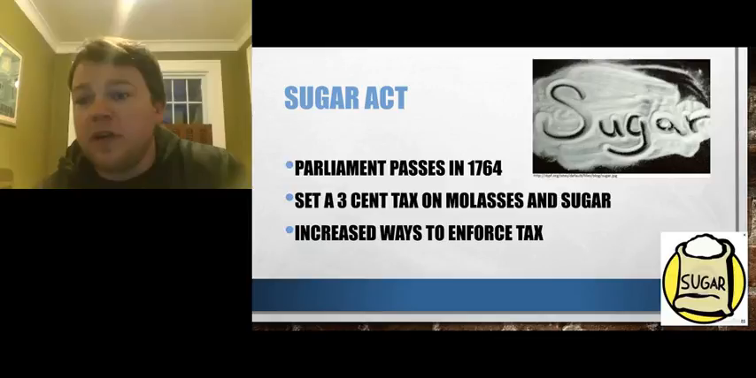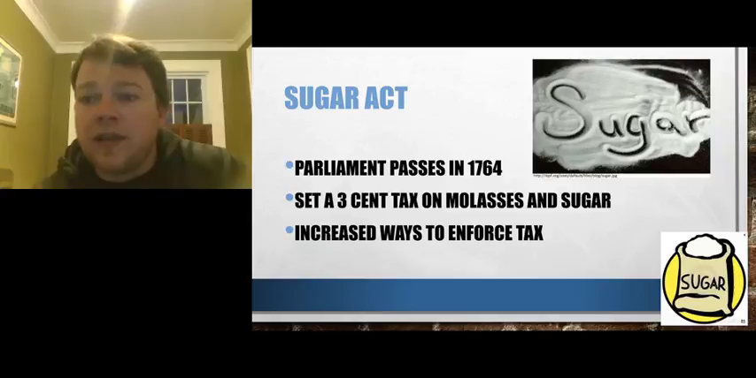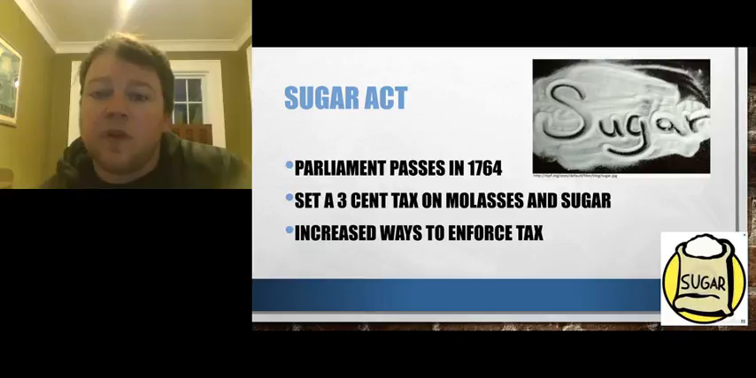They were a big deal in 1764 because most products didn't come with sugar already in them. You had to put it in them yourself. So anytime you want to put sugar in your tea or sugar in your pie or make a candy or whatever, you would have to have that product in your house. So this would be a 3-cent tax on something that most colonists were using just about every day.